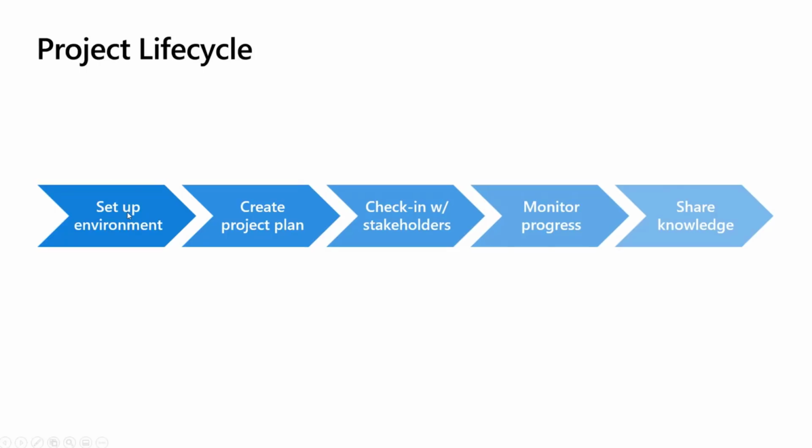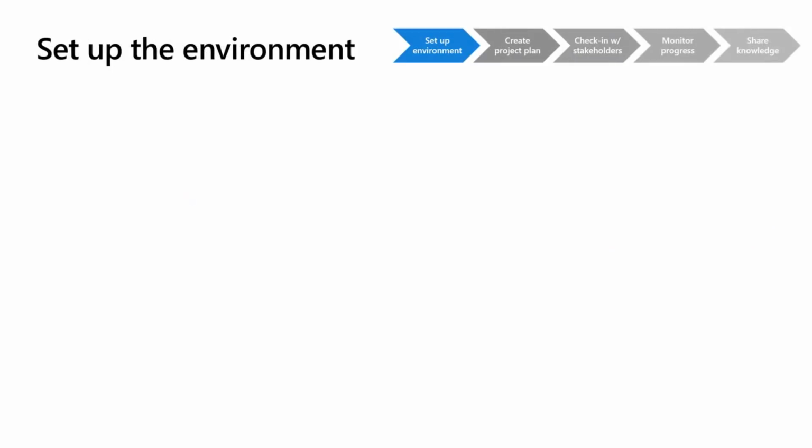We've got to set up the environment. Then we make the plan. We've got to check in with stakeholders regularly. We're going to monitor progress throughout, and we're going to share knowledge. So this diagram, we call it the project life cycle. You'll see this throughout our workshop today. And let's just keep an eye on where we are in the process. Okay, so we'll start with this first one, set up the environment.